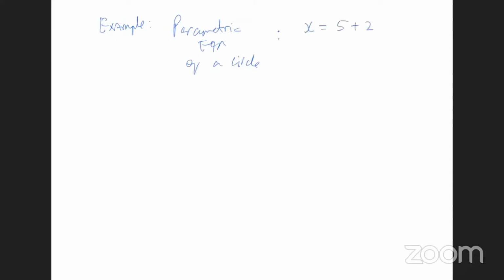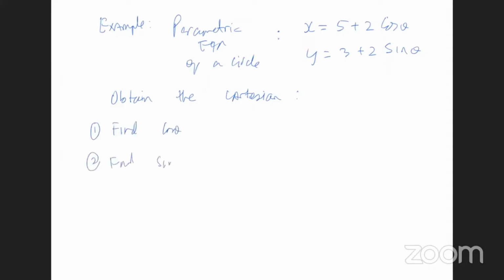But suppose I give you something like this. The x was the cos, right? And the y was the sine, right? Step 1, you could find cos theta. Step 2, you could find sine theta. Step 3, you could substitute in cos squared theta plus sine squared theta is 1. And then magically the theta has disappeared.